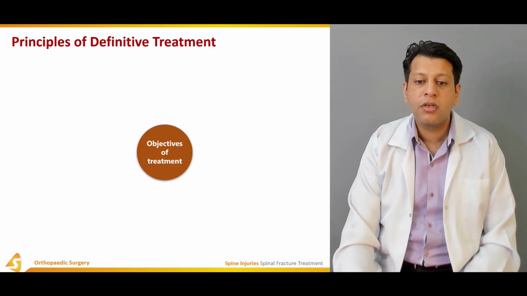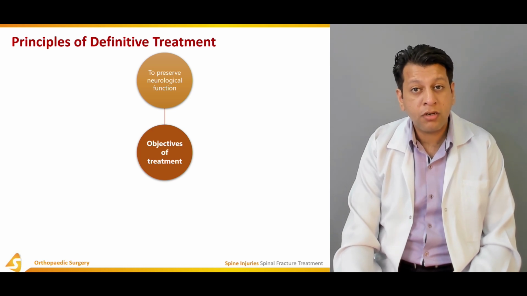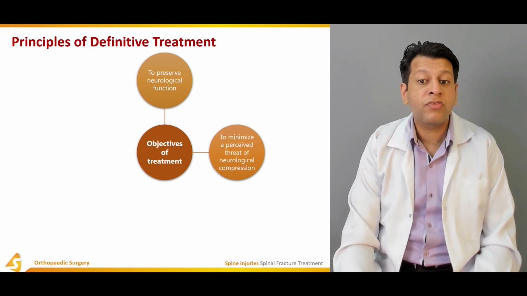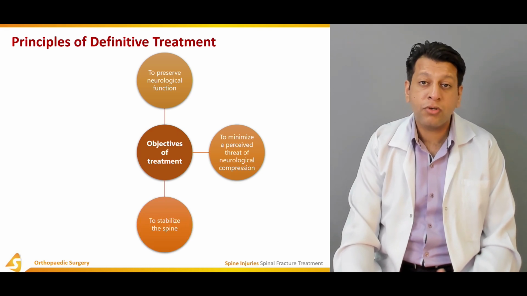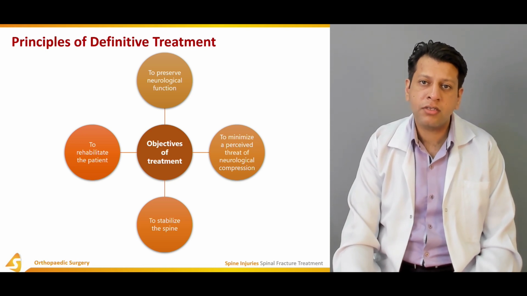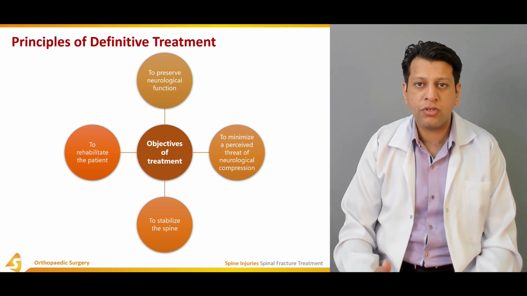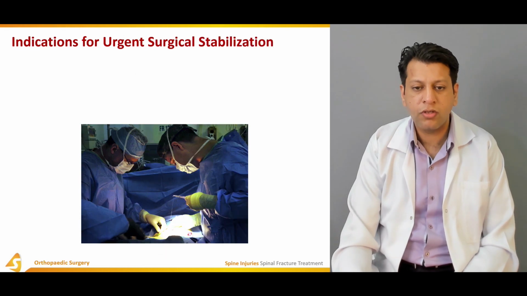Now the principles. The objective of the treatment is to preserve the neurological function. If it's an incomplete spinal cord injury, we have to prevent further neurological injury, to minimize the perceived threat of the neurological compression, to stabilize the spine, because it's important that an incomplete injury can proceed to complete spinal cord injury if it's an unstable variety, and to rehabilitate the patient. What is important is the patient has suffered an injury, and once the patient comes out of the neurological injury, then we have to rehabilitate so that it regains muscle function and muscle tone.